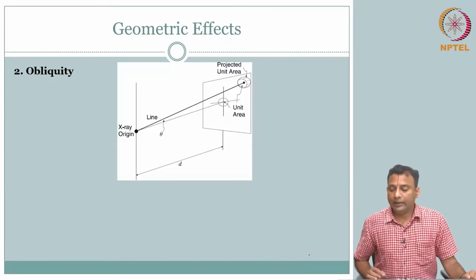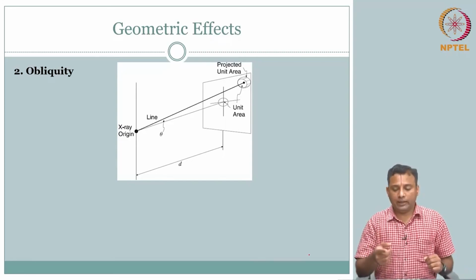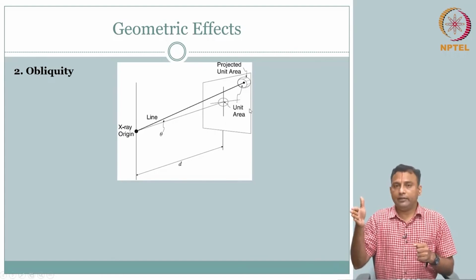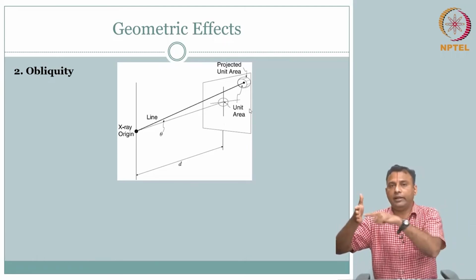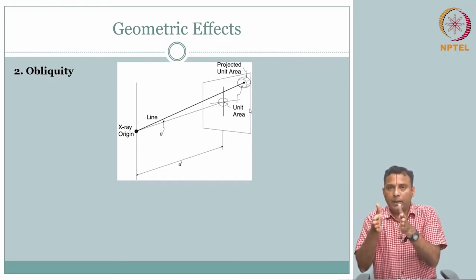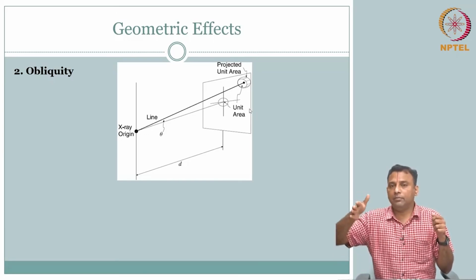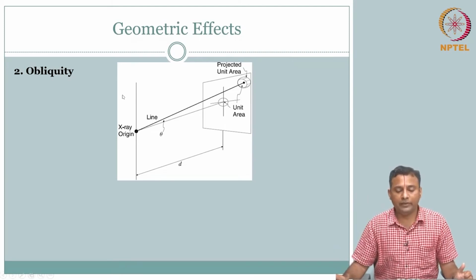Okay. Next is your geometric effect, your obliquity. As in, what is oblique? As you can see here, I have a detector. We were talking about the detector being perpendicular, so that the source is coming and hitting, and the object plane and your detector plane are parallel to each other, right? That is what we were drawing. But what if there is some angle, right? If it is not perfect, some angle, that is called your obliquity.